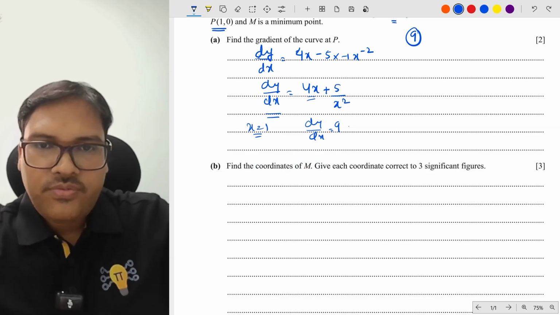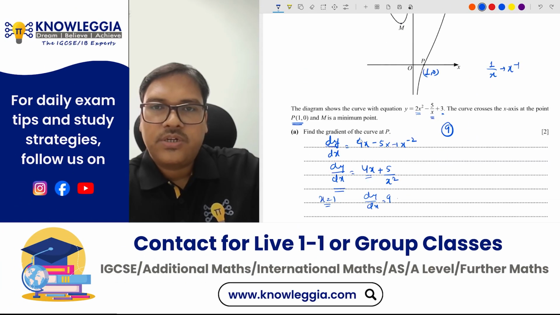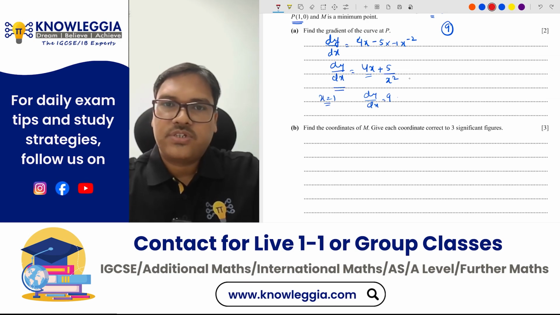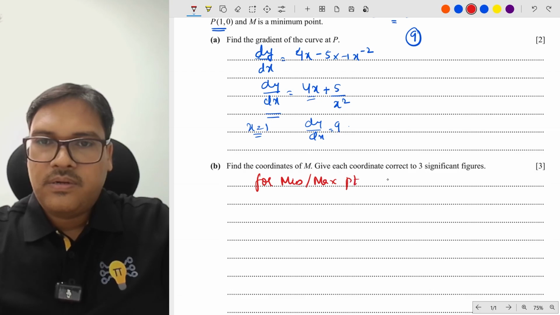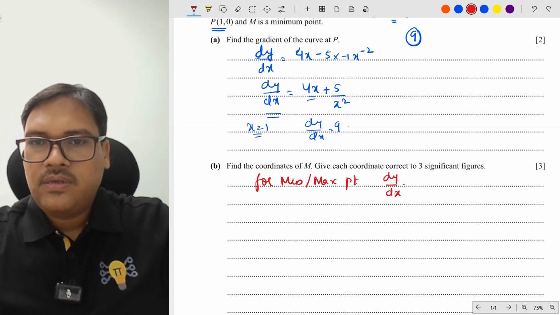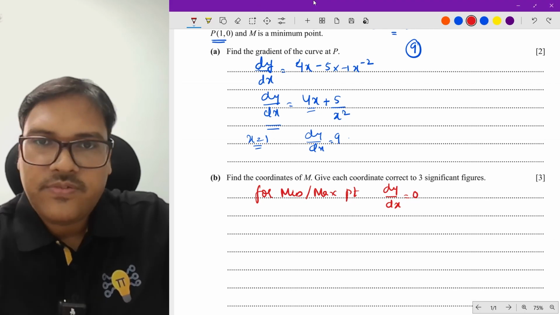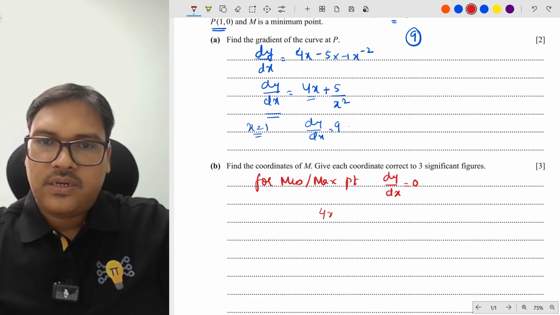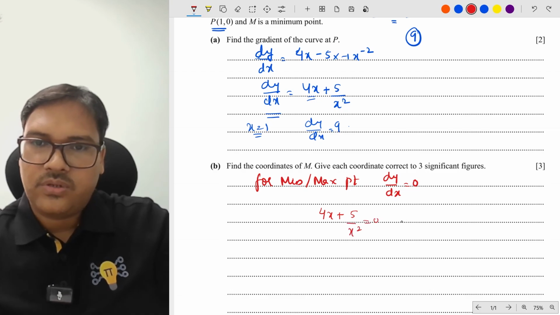Find the coordinate of M. So we have to find the coordinate of M, that is this point. We have to find the coordinate of M, which is the point of minimum. Now we know that this is the differentiation. We got this differentiation, correct? Now for minimum or maximum point, dy by dx is equal to 0. And we know what is dy by dx. We have already got dy by dx in the previous part, in the first part. So we have to make it equal to 0. That is 4x plus 5 by x square has to be equal to 0.